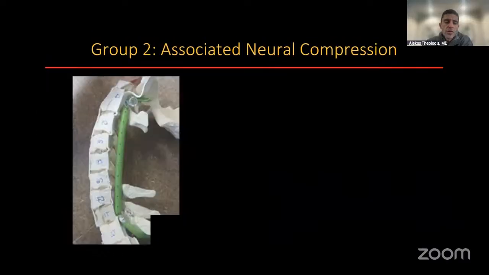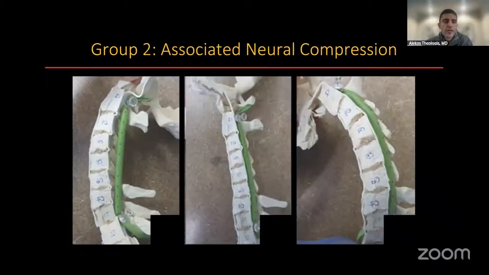Now, when you start to progress from group 1 to the group 2 category, where you lose that cervical lordosis and you start to become, frankly, kyphotic or increase your C2-7 SVA, the spinal cord starts to become put on stretch and tented over the anterior column.